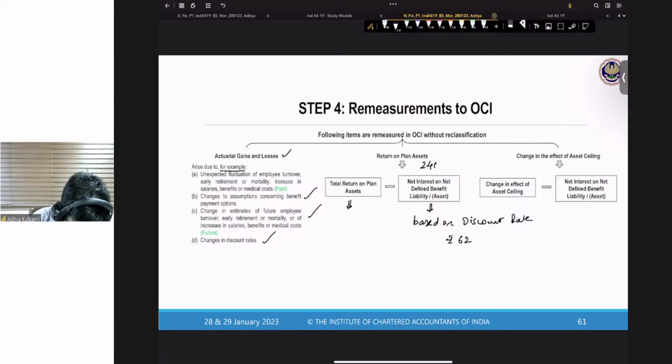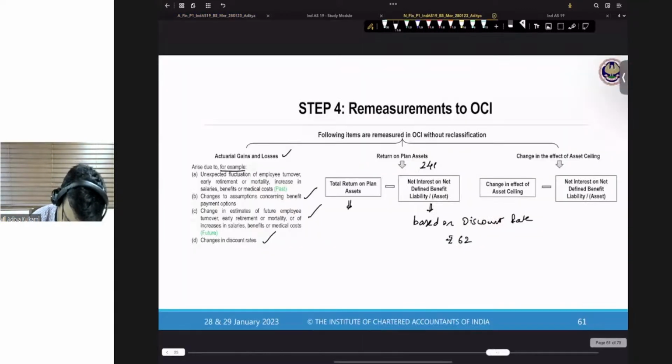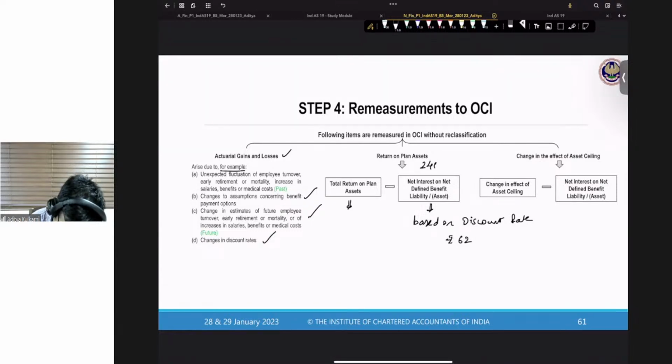Second. That is, yeah, 274 remeasurement less interest on 3,420 at 274. Okay. Based on discount rate, net interest. This was an expense, right? This was an expense on net defined benefit liability. So just give me a minute. Just a minute. Let me check.